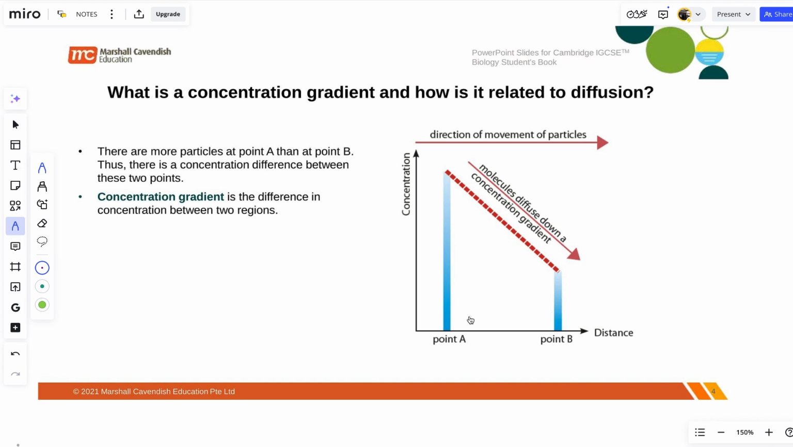They will move away from point A to point B, and there's a certain diffusion distance, a certain distance that needs to be covered. If the distance is too much, then diffusion becomes less. So this is very important. There are more particles in point A than in point B, like we have stated, and there is a concentration difference between these two points. Here is higher concentration, and here is lower concentration. Now, concentration gradient is the difference in the concentration between the two regions.